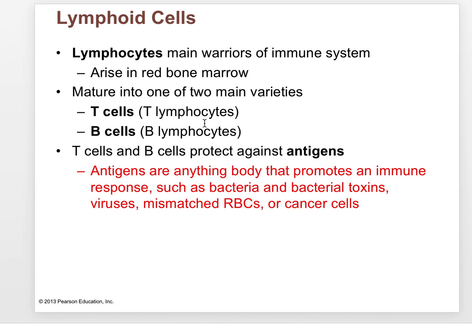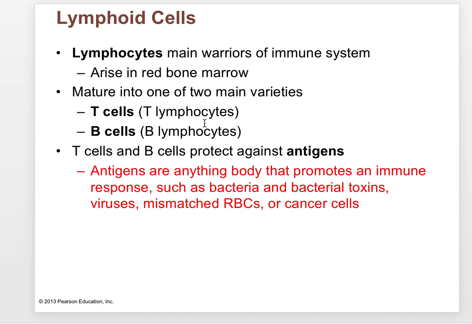Lymphocytes, as you might remember, we discussed lymphocytes when we talked about blood, formed elements of blood. They're the main warriors of the immune system. They're made in the bone marrow, and they mature into one or two varieties. They either become T cells or B cells.